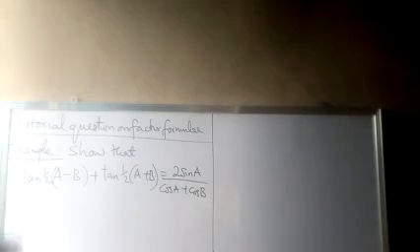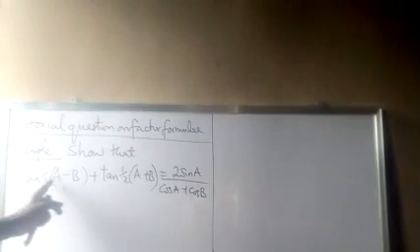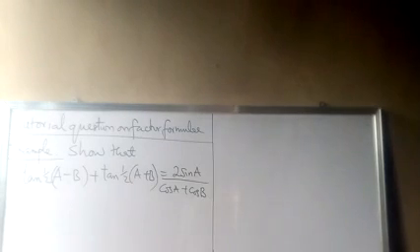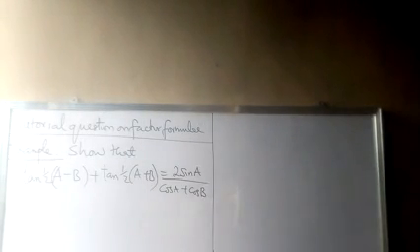Now, example. Show that tan half of a minus b plus tan half of a plus b is equal to 2 sin a all over cos a plus cos b.